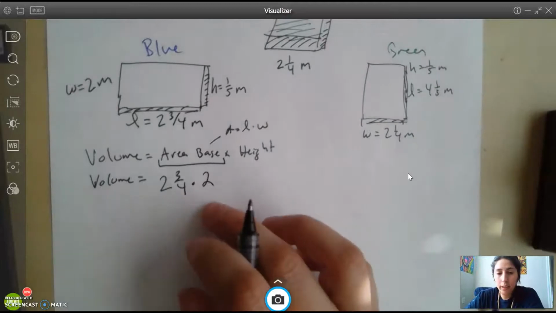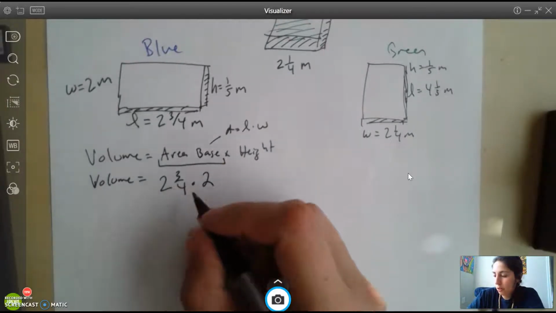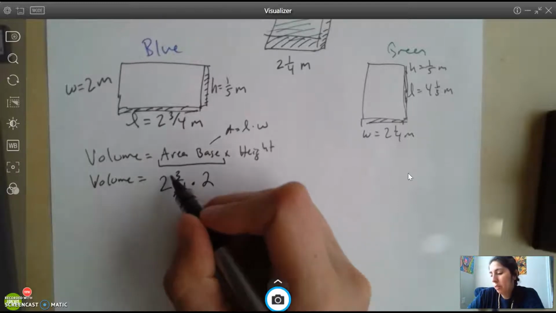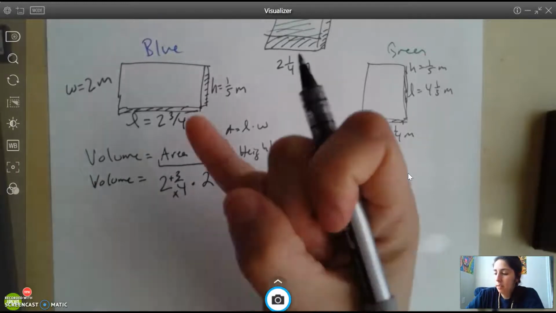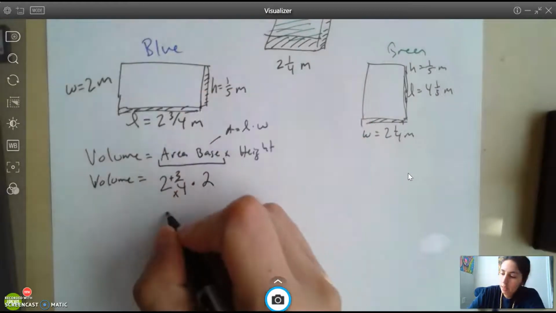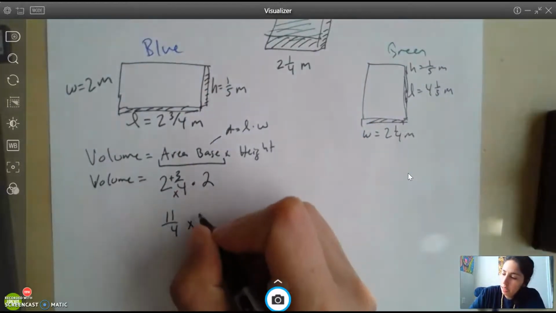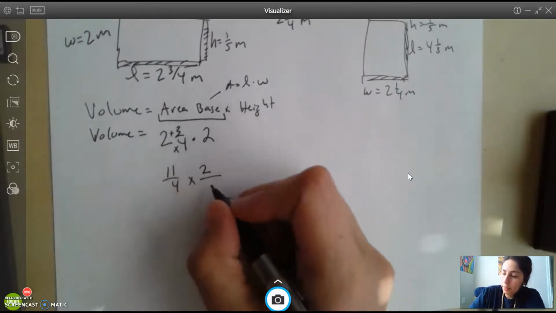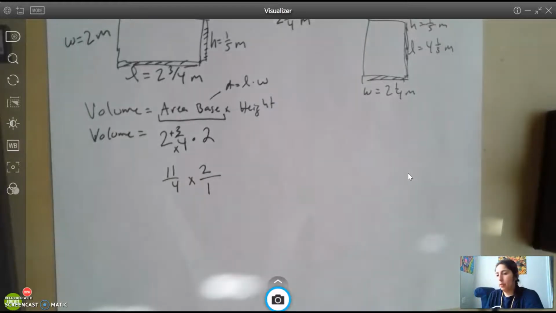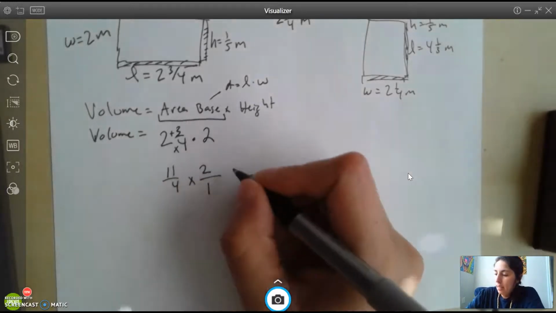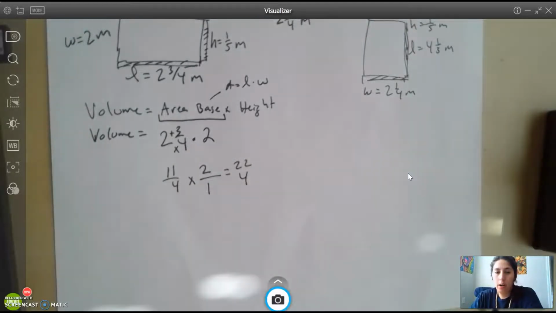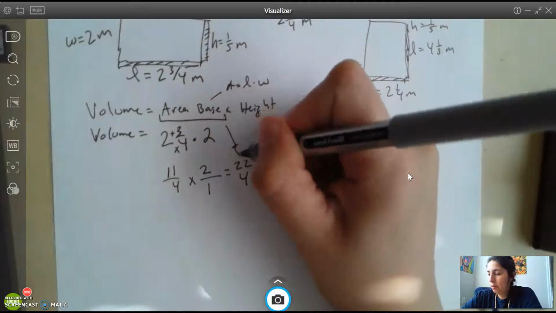This is my area of the base. So let's figure this out first. In order to multiply, I'm turning this mixed number into an improper fraction. 4 times 2 is 8, 9, 10, 11. So that's 11 over 4 times 2 over, I have to write it into a fraction. Think about what I do here. 1, make it into a unit fraction. All right, 11 times 2 is 22, 4 times 1 is 4. Okay, so this is my area of the base.